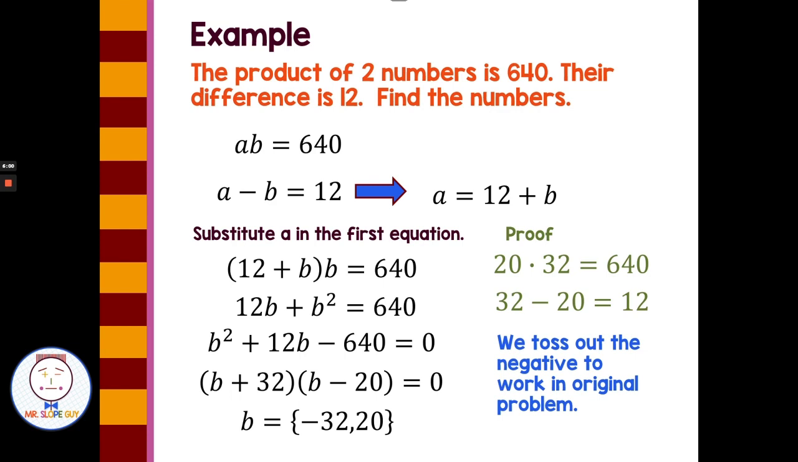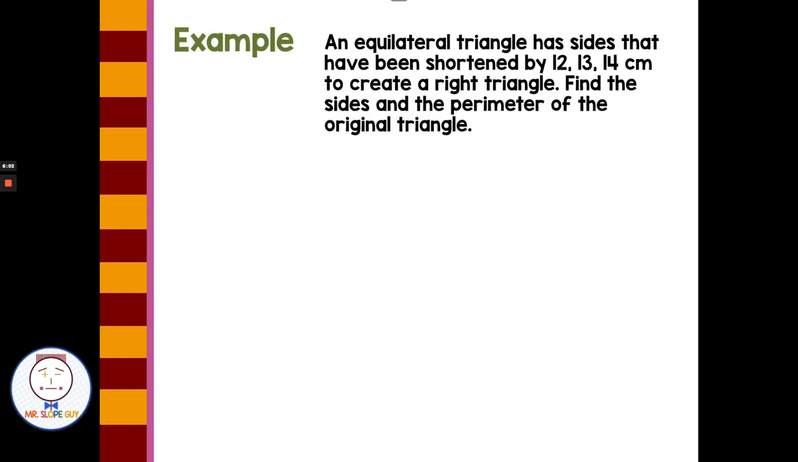All right, let's look at a challenging one. Let's look at a hard one here. We have an equilateral triangle that has sides that have been shortened by 12, 13, and 14 centimeters to create a right triangle. Find the sides and the perimeter of the original triangle. So an equilateral triangle, all three sides are equal. Like if one side was x, all three sides would be x. And then we change it to make it into a right triangle.